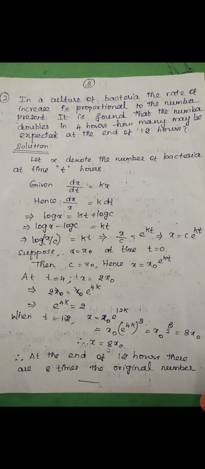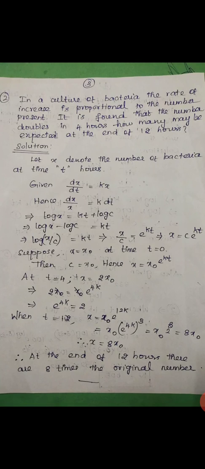Then 12k can be written as 4 into 3, which is 12. So we write x naught into e power 4k the whole cube. Just replace e power 4k is equal to 2 here, therefore x naught into 2 cube. You have to understand this one. e power 12k can be written as 4 into 3, therefore e power 4k the whole cube. Therefore, x naught into 2 cube, this is equal to 8x naught.